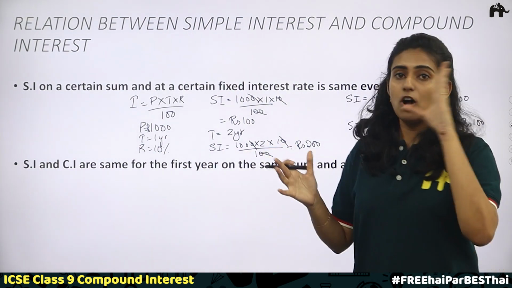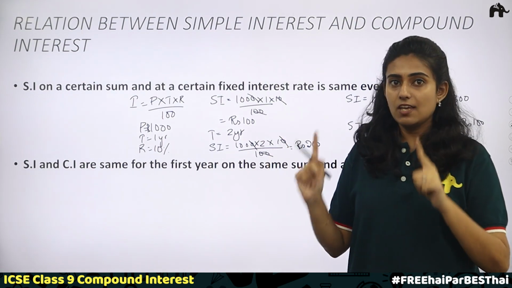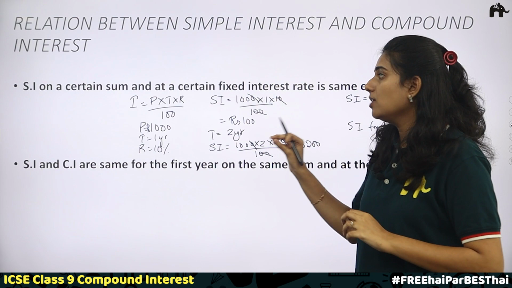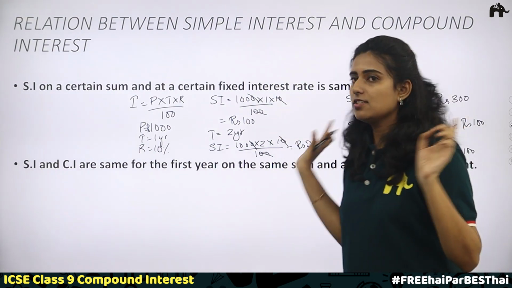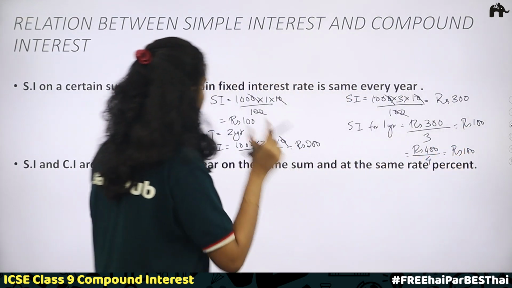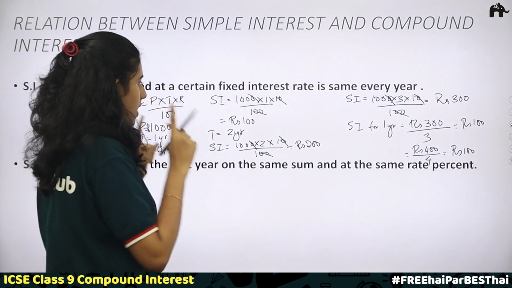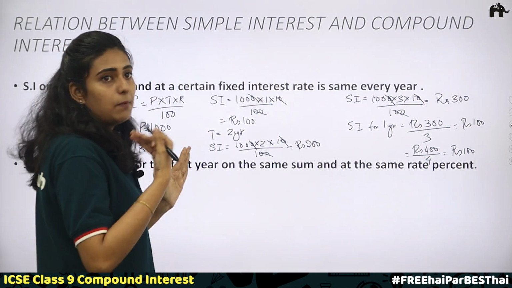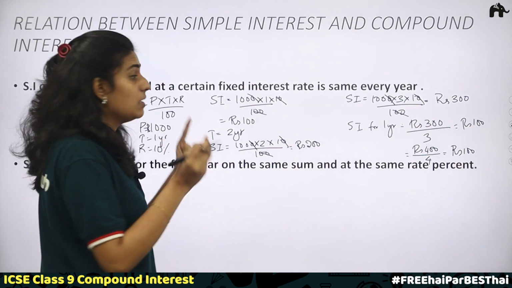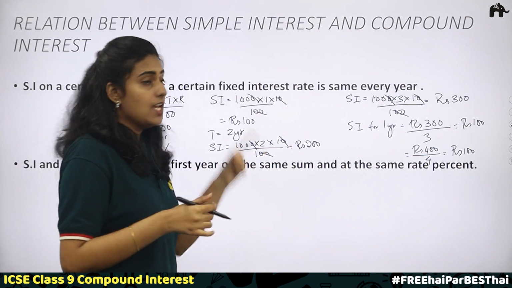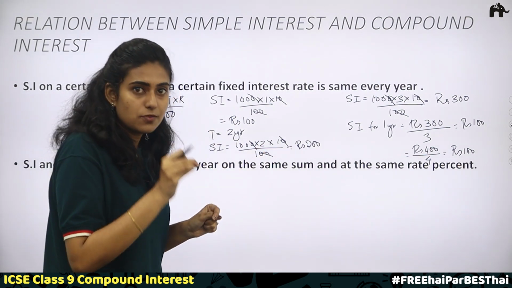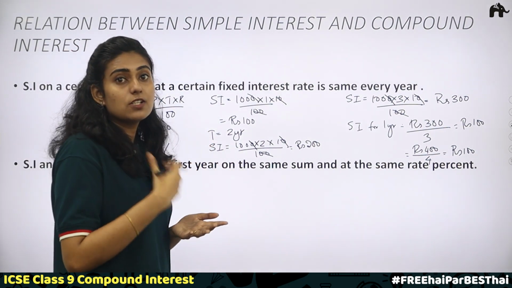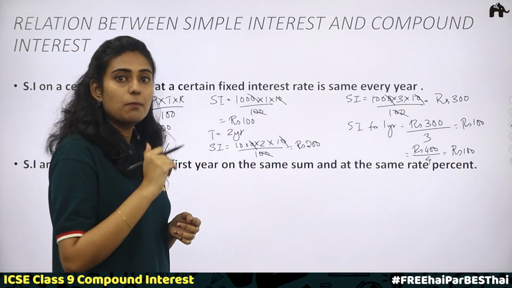Compound interest is different. Compound interest and simple interest will have the same value only in the first year. Then what is happening? Compound interest will go on increasing, but the simple interest will be the same for every 1 year. Simple interest for first year plus simple interest for second year will give you the simple interest for 2 years. Simple interest for first year plus second year plus third year will give you the simple interest for 3 years. But this is not the case with compound interest.